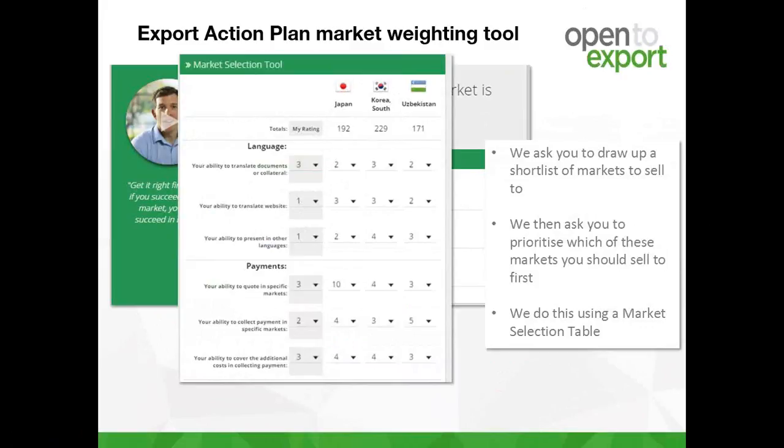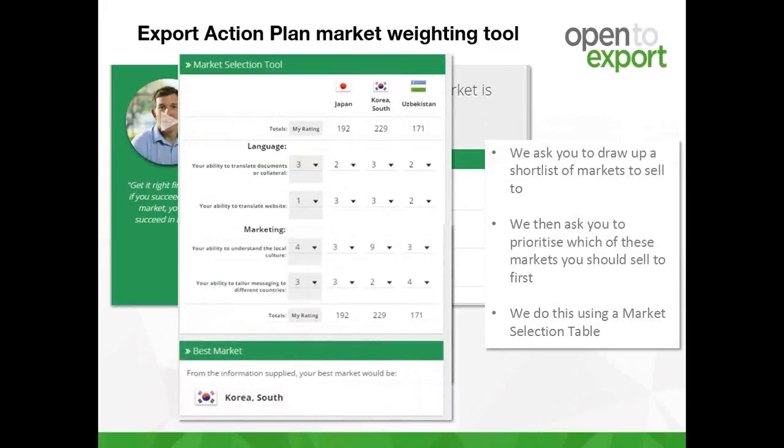Here you can see we start talking about language and payments, but we also talk about logistics, ability to collect money, the legal aspects, and marketing, and obviously whether or not insurance is an issue. So for instance, if you're looking here, this company that's completing this form says that they have a language skill of 3, and the language skill of 3 means that they don't speak Japanese, which rates as a 2.